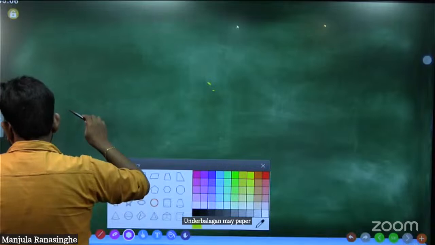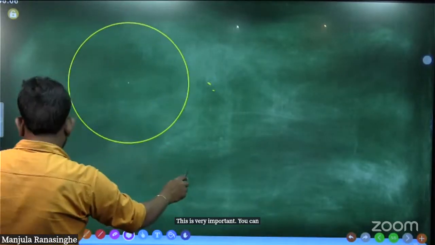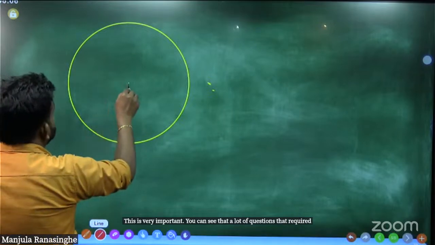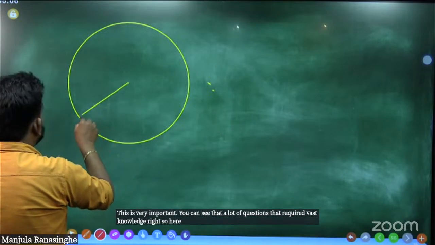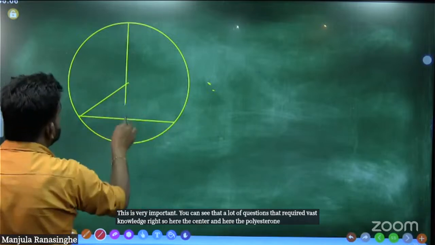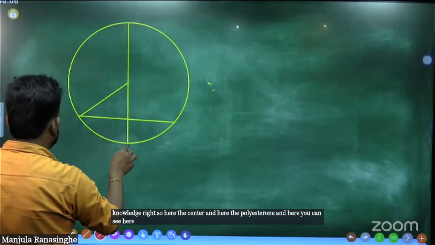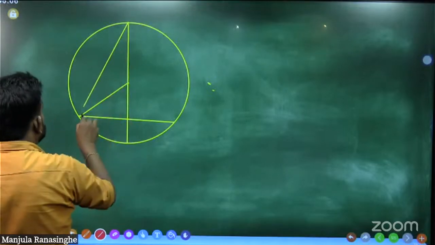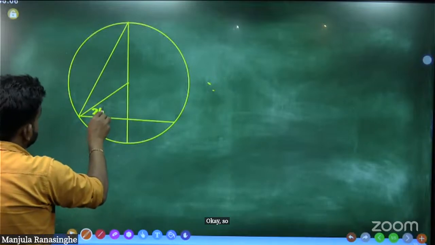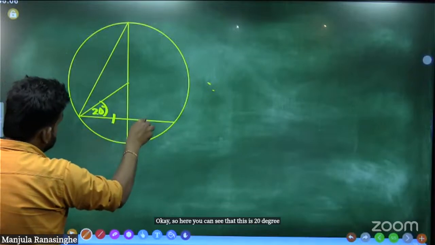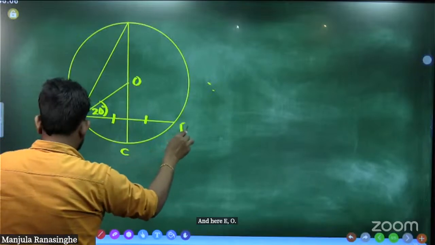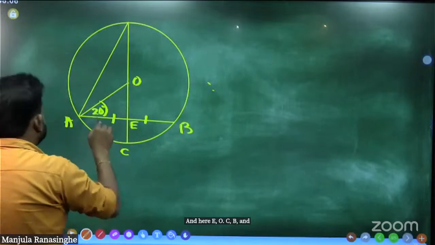This is very important. You can see that a lot of questions require vast knowledge. So here is the center, and here the chord is drawn. And here you can see that this is 20 degrees and this is being bisected, and here A, O, C, B, and here E is there, and here D is there.